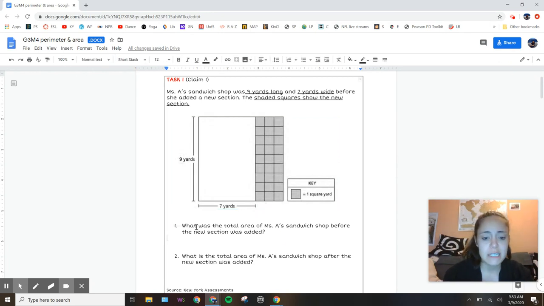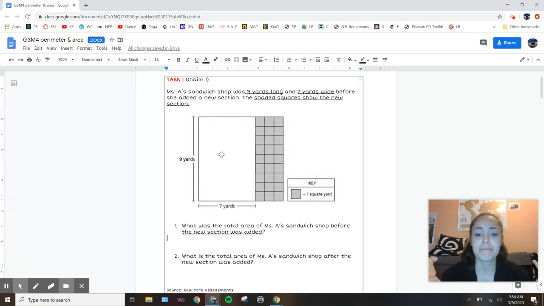Down here it says, what was the total area of Miss A's sandwich shop before the new section was added? So in this problem, again, I would think, what do I need to answer? I need to find the total area of Miss A's shop before the new section was added. So I could underline that as well. The blank spot right here with no tiles or no shaded squares is the section that was before.